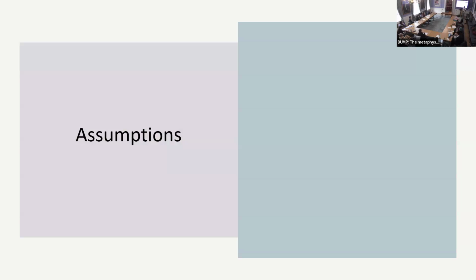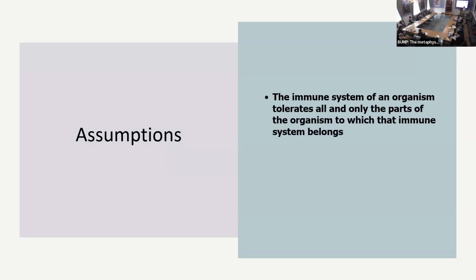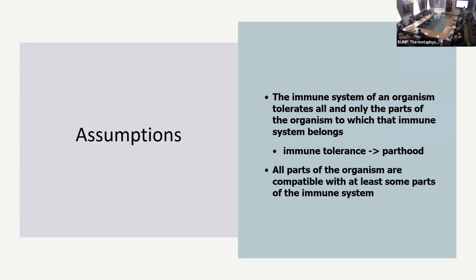So in immunology, I'm broadly within the Pradeu universe, but I take two basic assumptions from immunology, which are more or less universally accepted within the field. The first is that the immune system of an organism tolerates all and only the parts of the organism to which that immune system belongs, and I will unpack that in a minute. And so we get from immune tolerance to claims about parthood. The other thing that I use, which Pradeu does not specifically claim, is that all parts of the organism are compatible with at least some parts of the immune system. And again, I'll explain why we need this assumption for a sensible view.